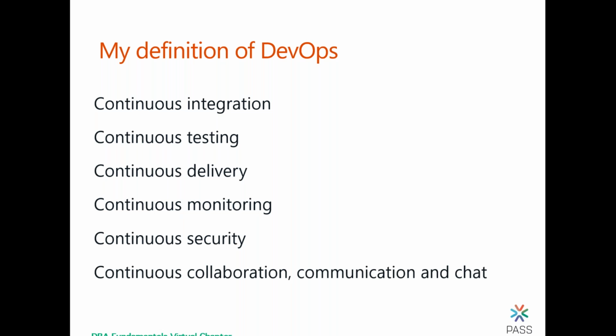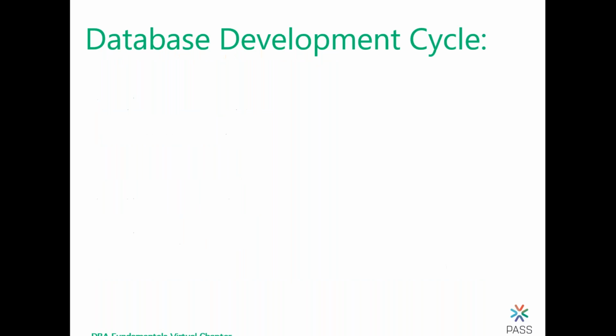And one of the main things that ties all these together is around collaboration, communication, and what I call chat. And this meant that we all communicated about what we were doing, how we needed to do it to achieve the goal of repeatable, reliable deployments to prod.